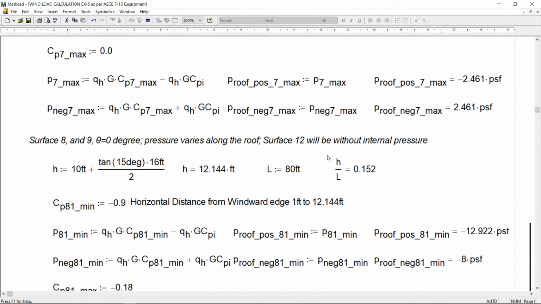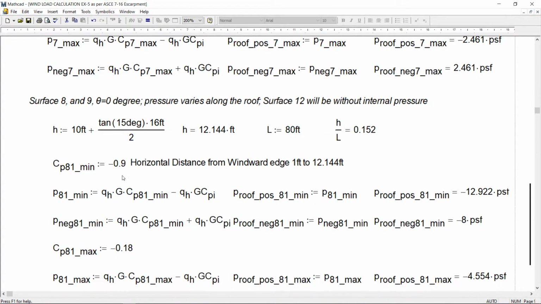Now for surface 8 and 9, which are parallel to the wind direction, theta will be 0, and for H upon L, the Cp value will be 0.9 for horizontal distance from windward to H.